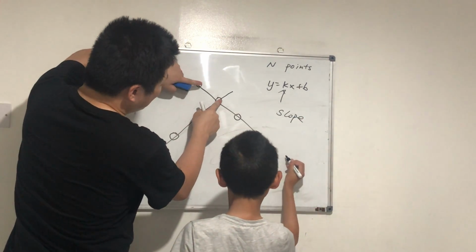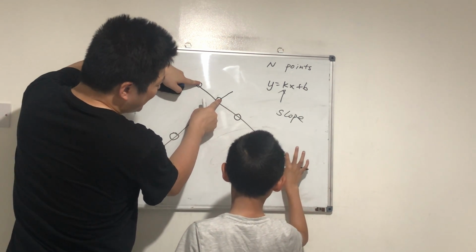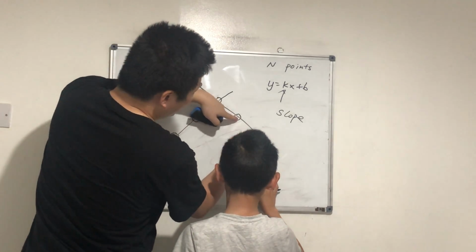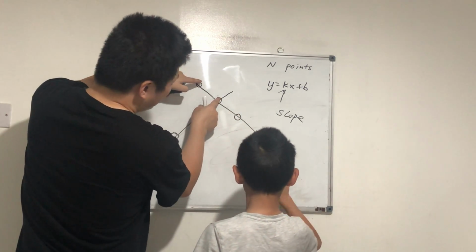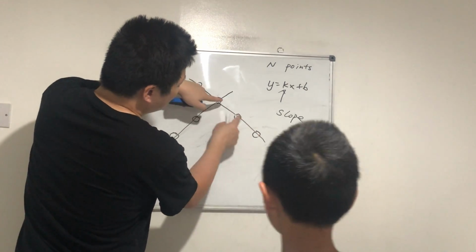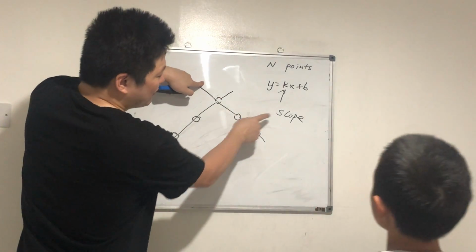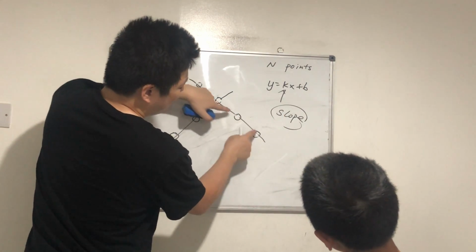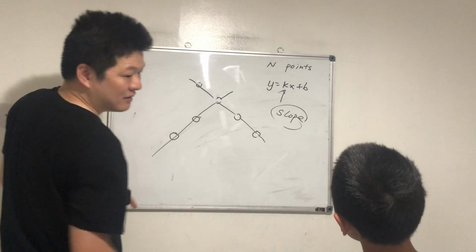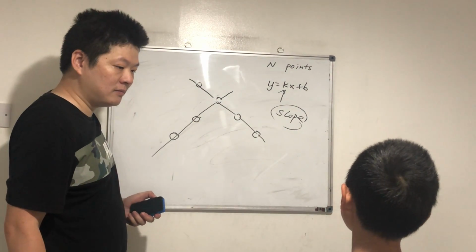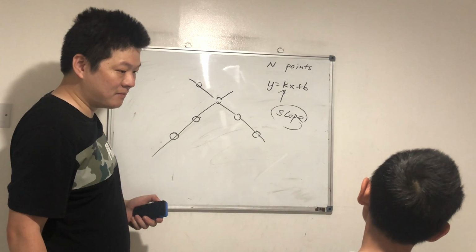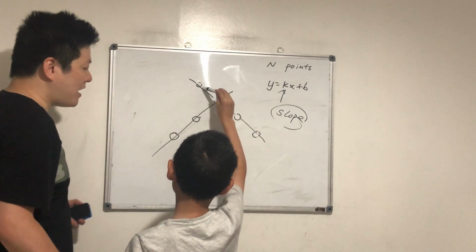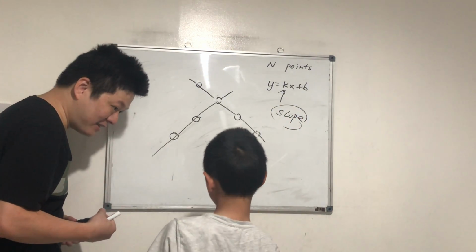So if I draw the line here, these two, and if I draw the line here, what happened to these slopes? What are the slopes? Are they the same? Yeah? If they are on the same line, their slope must be the same, right? Yeah, that's what I mean.